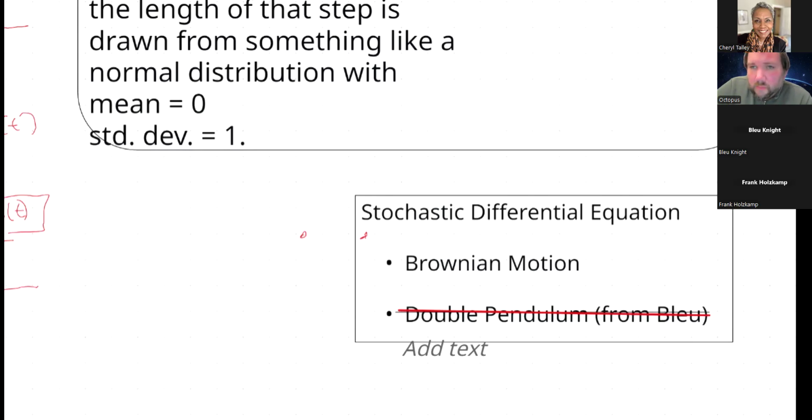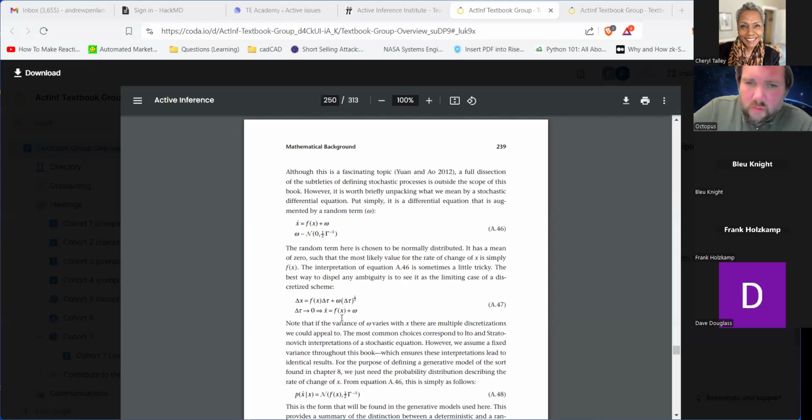Let me see. I'm pulling up the textbook now, A46. Yeah, in the appendix. It says it's a random term with a mean of 0, so similar to your Brownian motion example. But for me, that's why I go to the double pendulum, because I'm locked into that omega being like the interval from physics, but it's not.